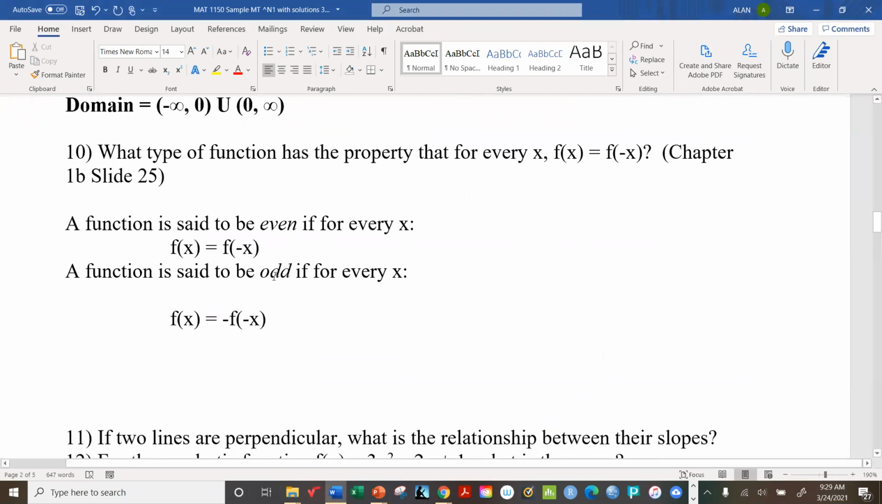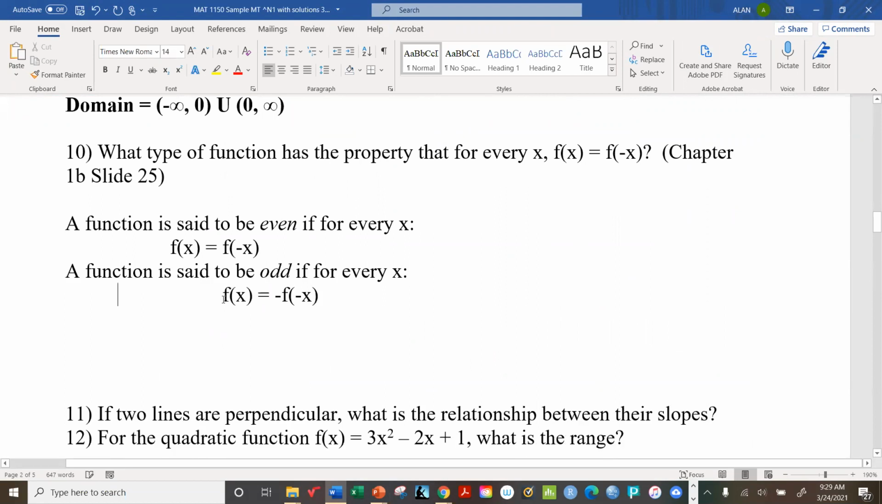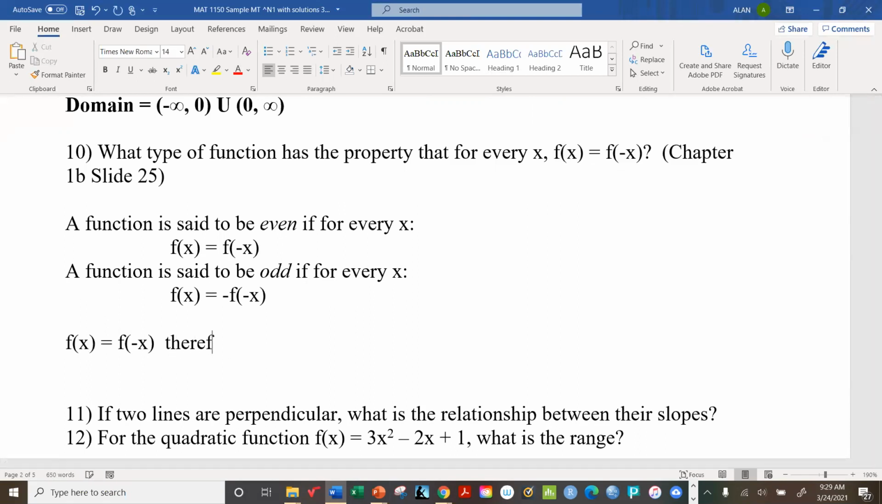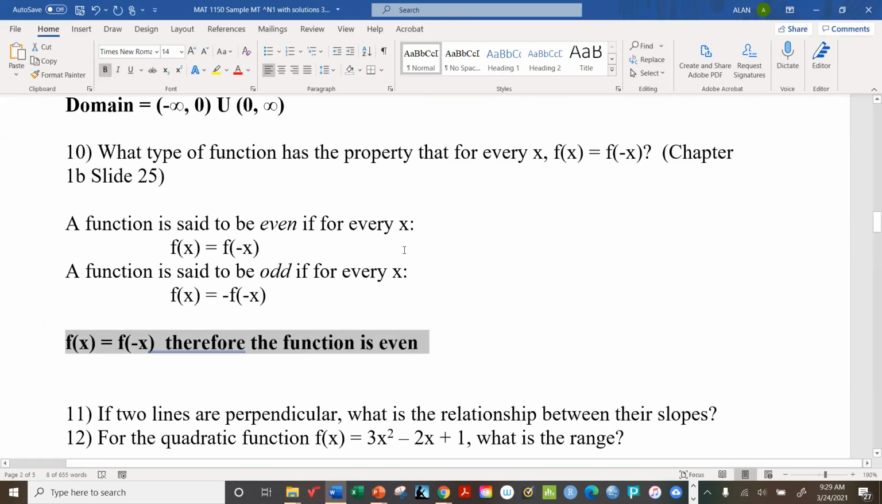And so therefore, it should be clear that in our case, if f of x equals f of minus x, therefore, the function is even. All right, so in other words, that's what we're looking for. It's an even function.